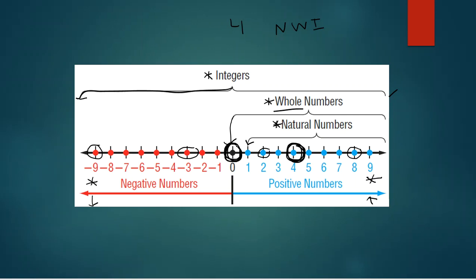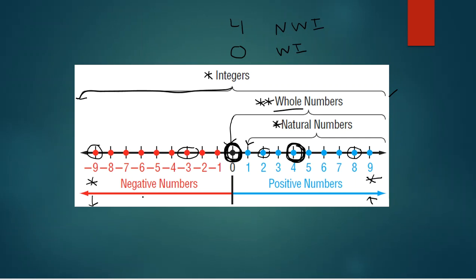Okay, the number 0 is not a natural number, but it is a whole number, and it is also an integer. So 0 can be classified as a whole number and also an integer.